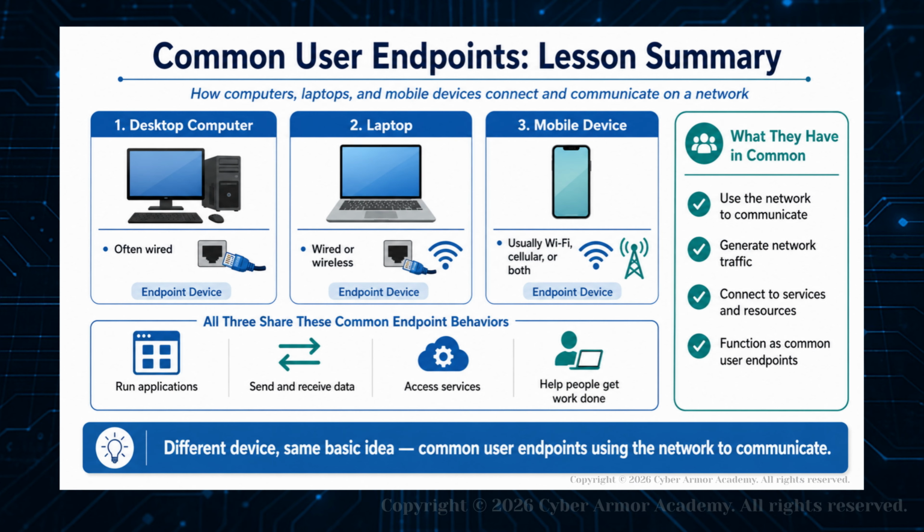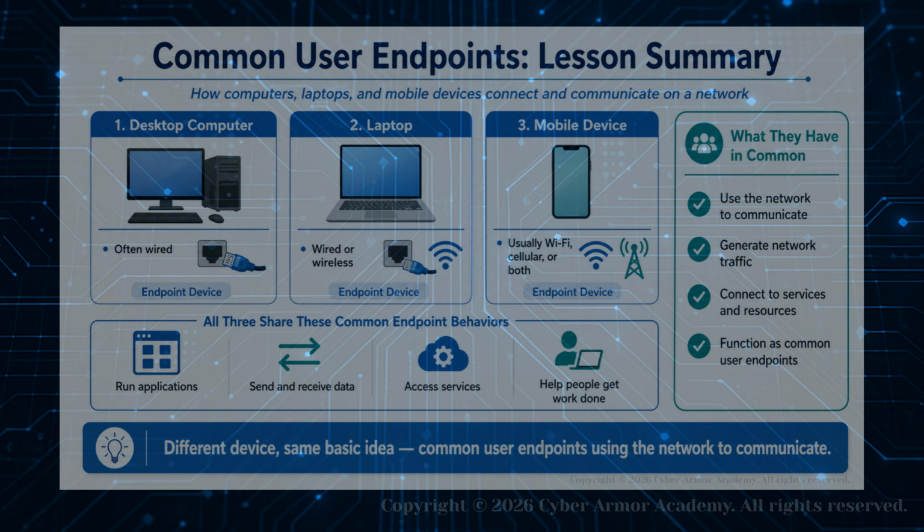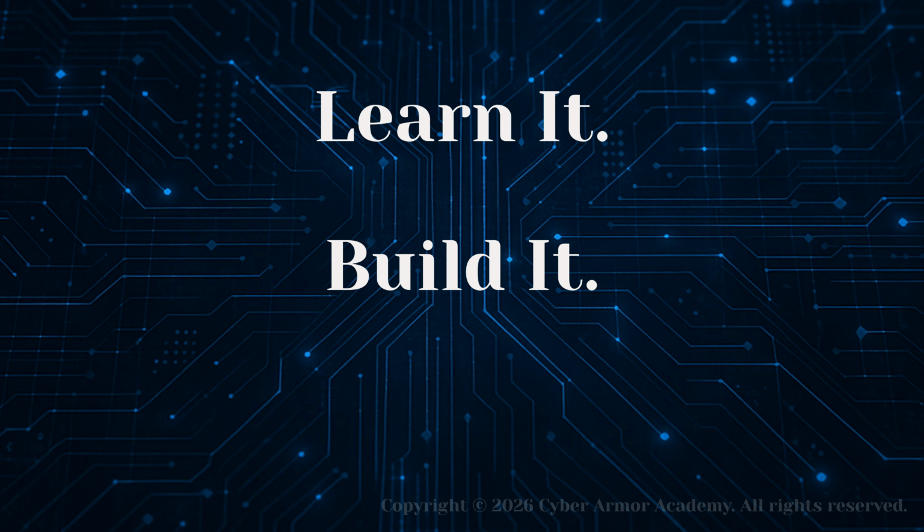So let's wrap this up. Computers, laptops, and mobile devices are some of the most common endpoint devices on a network. They connect in different ways. Desktops are often wired. Laptops may be wired or wireless. Mobile devices usually use Wi-Fi, cellular, or both. But even with those differences, they all have something important in common. They use the network to communicate. They run applications. They send and receive data. They access services. They help people get work done. So, the easiest way to remember this lesson is different device, same basic idea. Common user endpoints using the network to communicate.